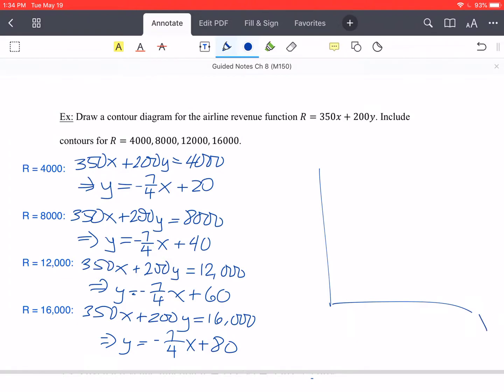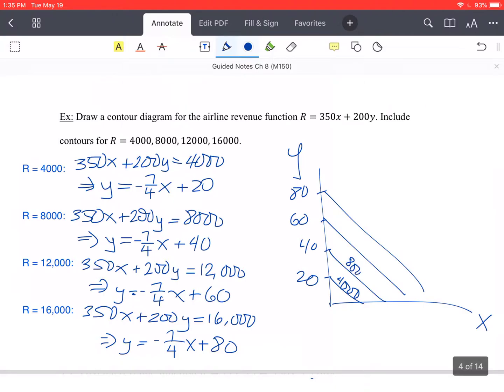So, if we just graph this here, we've got x, we've got y, 20, 40, 60, 80, and a slope of negative 7/4, you get something that looks kind of like that. So that would be what this contour diagram looks like with all these different level curves. So this is 4,000, 8,000, 12,000, and 16,000.